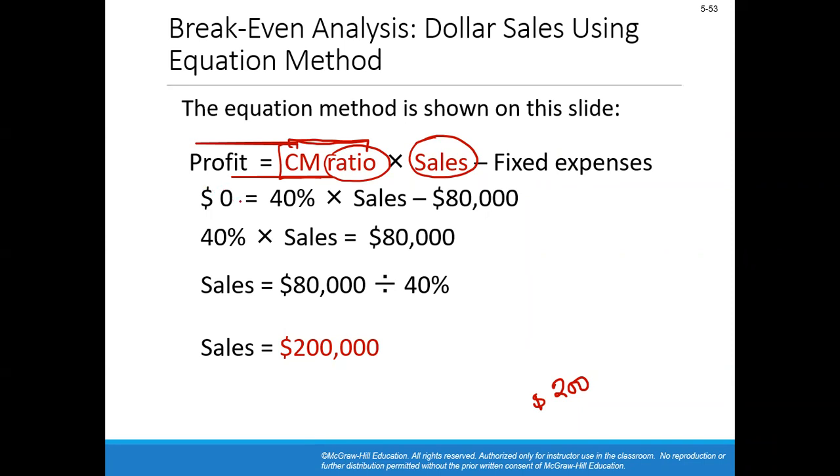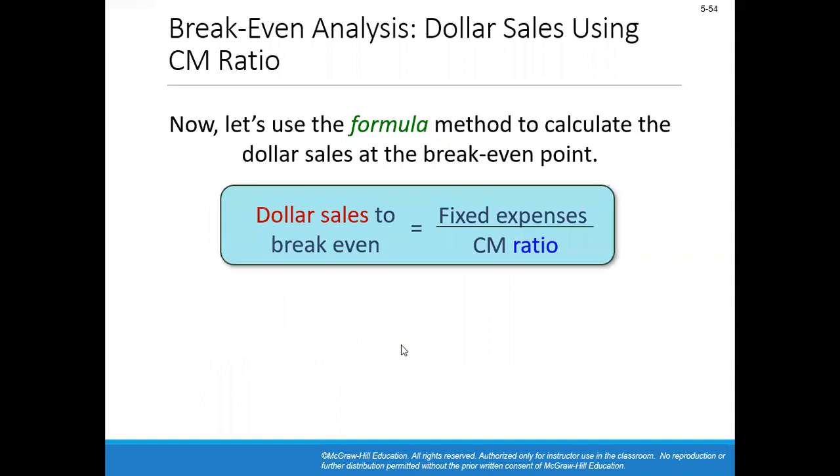So if we force the profit equal to 0, our contribution margin is 40%. Our sales, we do not know what our break-even sales is. And if we subtract the 80,000 fixed expense, and solve this equation for the sales, you get the sales equal to $200,000. So we know from this number, this is equivalent to the 400 unit break-even sales multiplied by the 500 selling price. This is the same, but here we are doing the dollar sales break-even.